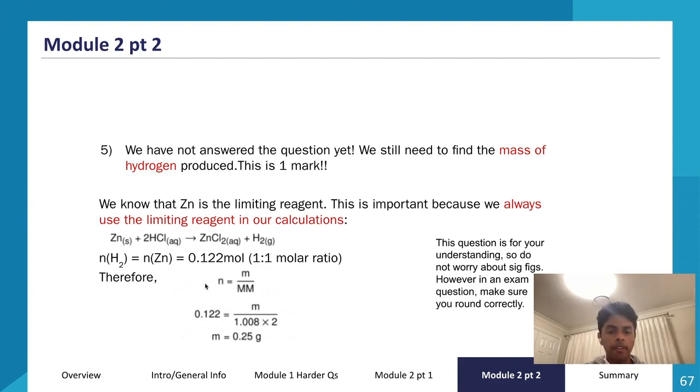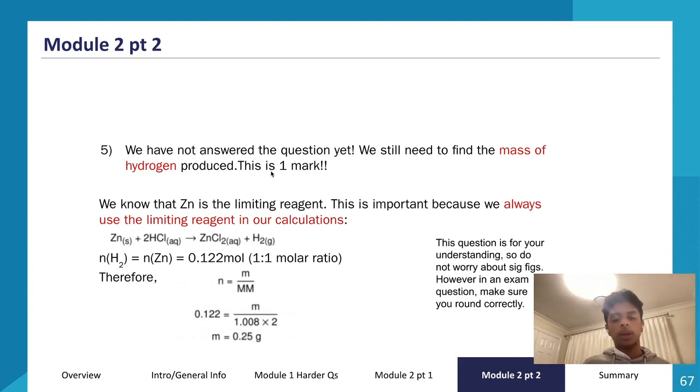So now we have the amount of moles. Let's do mass over molar mass to find the answer to the question, right? Because we're trying to find mass, we'll rearrange this equation. So 0.122 is equal to mass over molar mass, which is 2 H's, so 2 times 1.008. Now I multiply both sides by this denominator to get 0.25 grams as my mass. We don't need to worry too much about significant figures for this question because we're doing this for our understanding. But this is the general gist of how we'd answer the question using our understanding of limiting reagents.